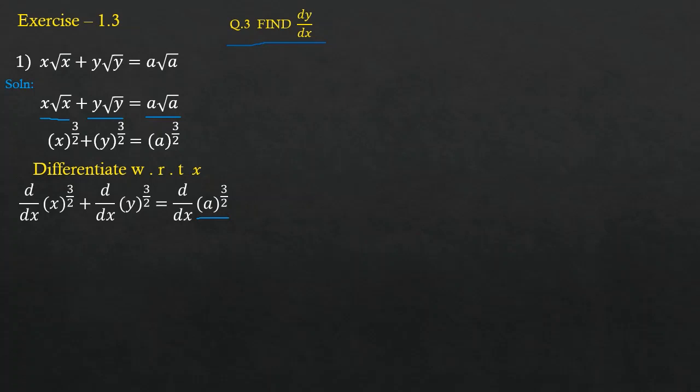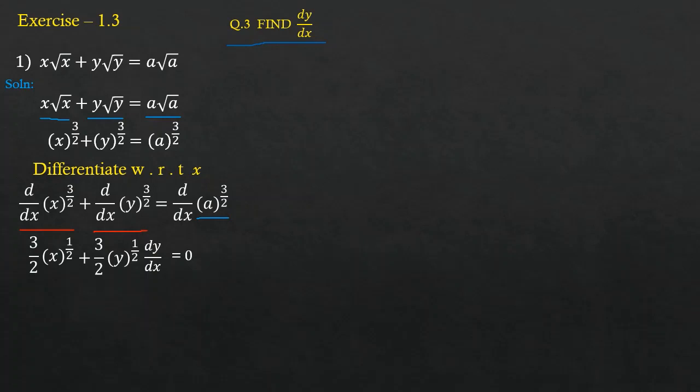Let's find out the derivative. Derivative of x raised to 3 by 2 is 3 by 2 into x raised to 1 by 2, by using the formula of x raised to n. Similarly, derivative of y raised to 3 by 2 is 3 by 2 into y raised to 1 by 2 multiplied by dy by dx. जैसा कि हमने बेसिक्स में डिस्कस किया, whenever you are taking derivative of those terms having y, always multiply them with dy by dx, is equal to 0, because constant का derivative 0 होता है.